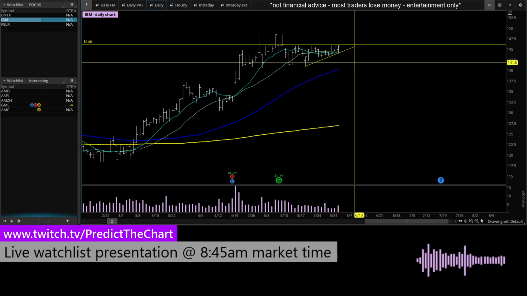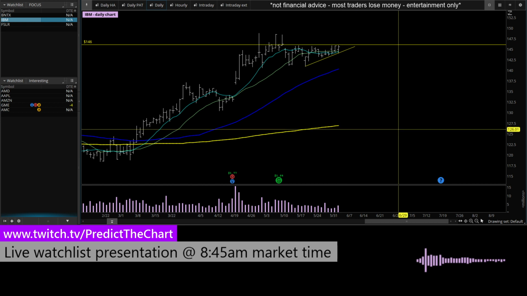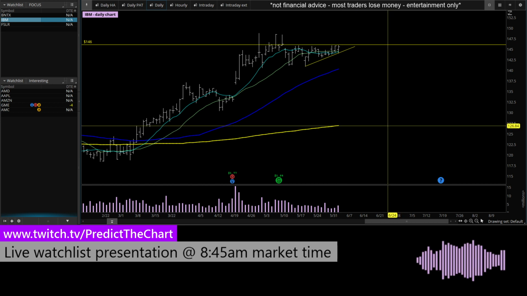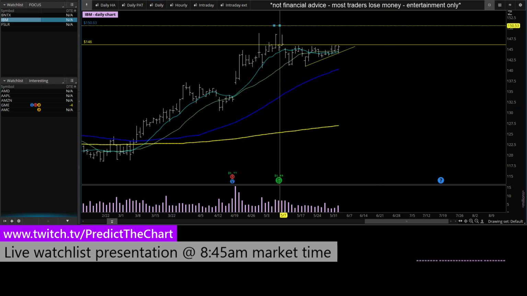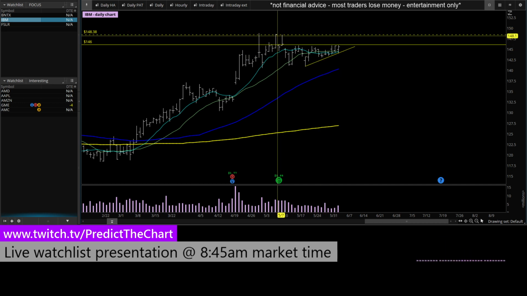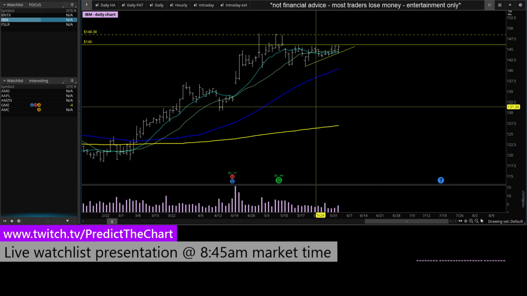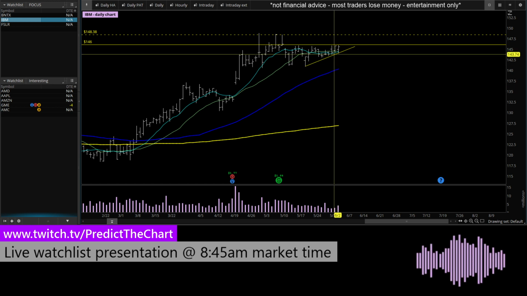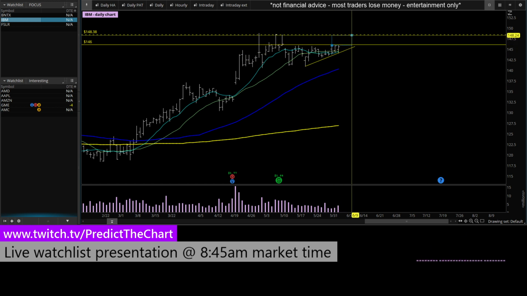We're above the 10, we're above the 20, we're above the 50, we're above the 200 on the daily chart. Okay, no real resistance until 148. So we got a nice sized pocket above.